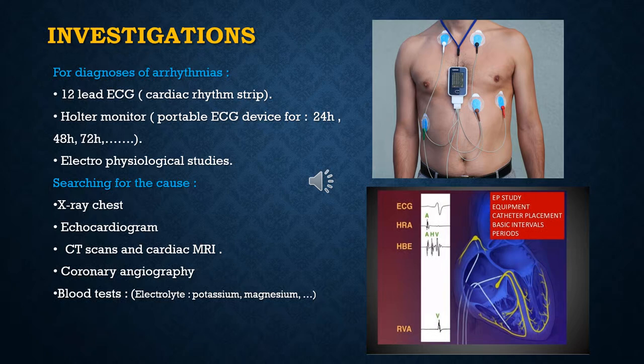We can see three electrical catheters inside: one in the high right atrium, one at the His bundle, and one in the right ventricle. Here I can record the activity of the heart inside the heart chambers themselves, and I can detect the type of arrhythmia. Not only can I detect the type, I also can recognize the mechanism of arrhythmia, either ectopic focus or reentry. I also can treat it by ablation, either radio frequency or cryoablation.